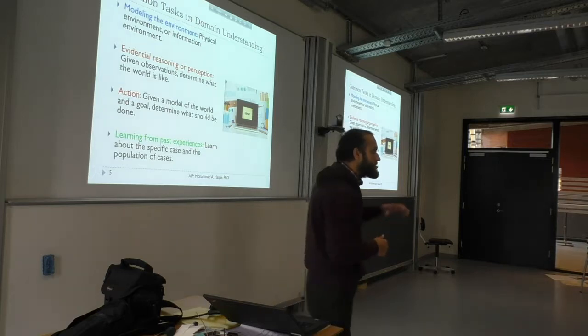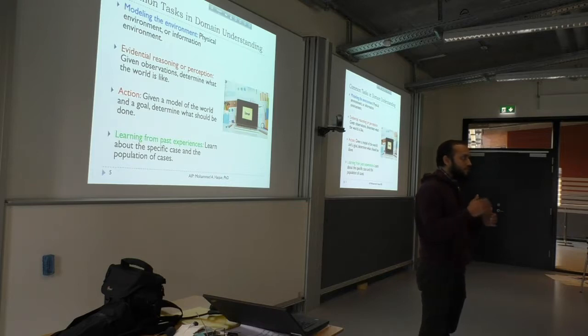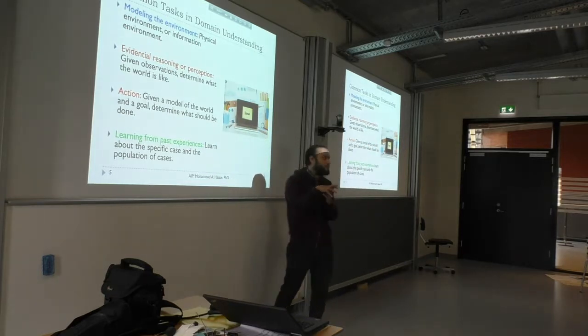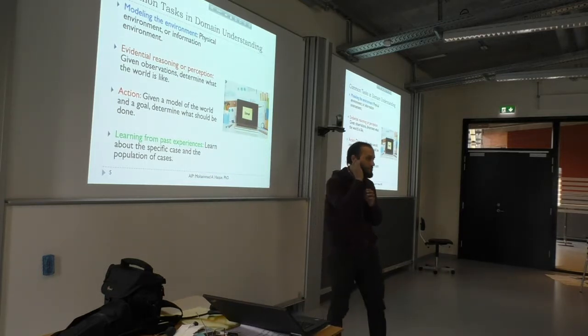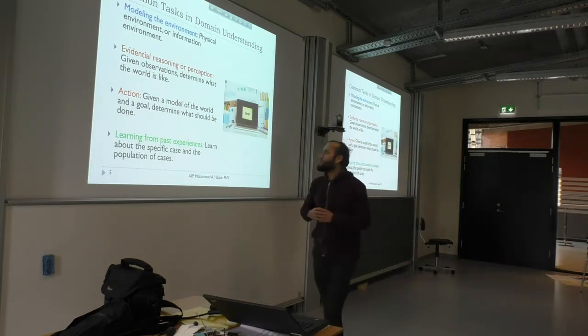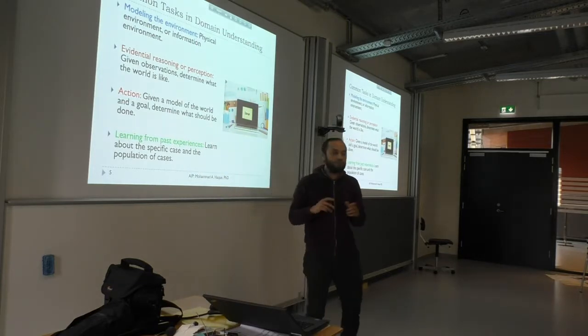Then, the next thing is action. If you consider my example, or the serving robot example, it is nearly similar. We have to do some action. I have perception. Based on sensory input, I can make the perception, and then I have to do an action. So what is the action? Given a model of the world and a goal, determine what should be done.